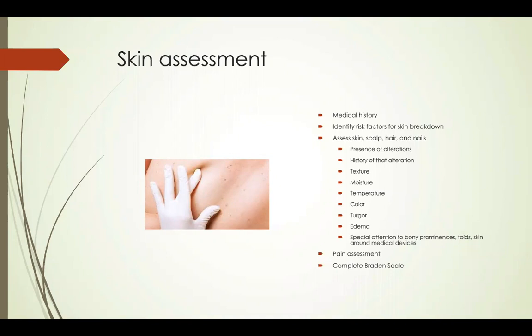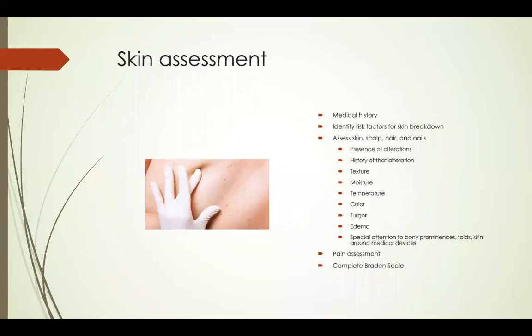Now, ecchymosis, E-C-C-H-Y-M-O-S-I-S, is bruising. And bruising is a collection of blood underneath the subcutaneous tissue, underneath the skin. So it's usually a purple discoloration. It changes as it heals. So you want to note the color, the location, and the size.